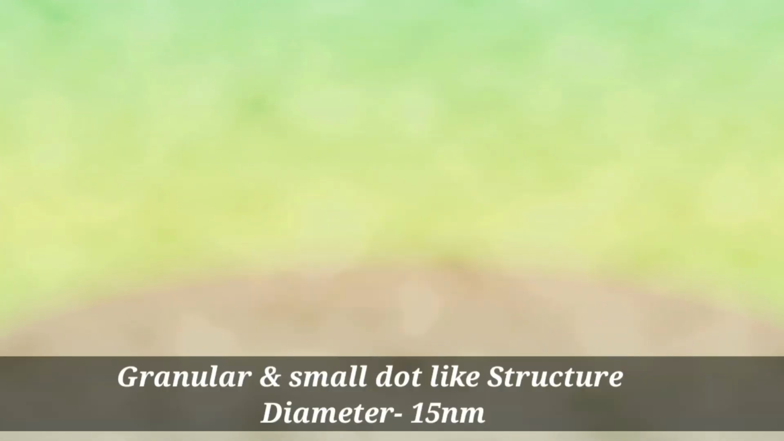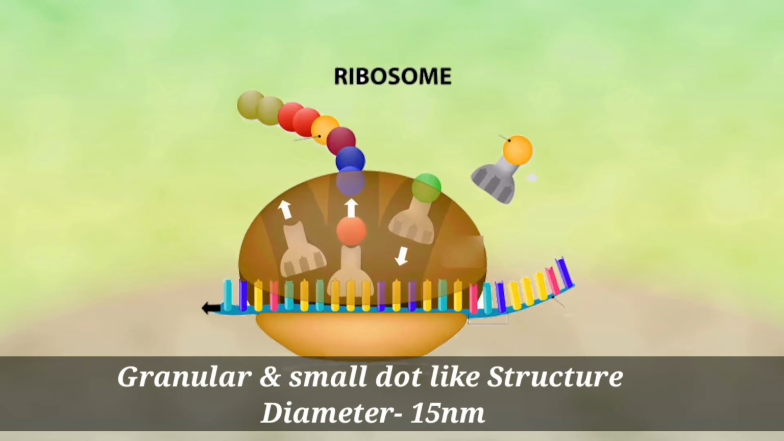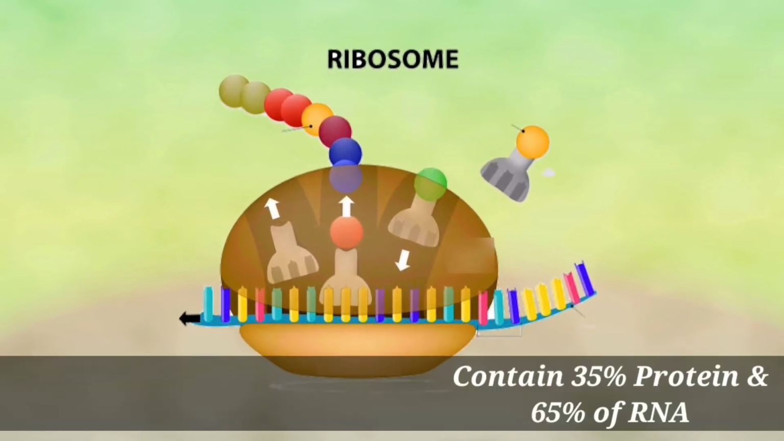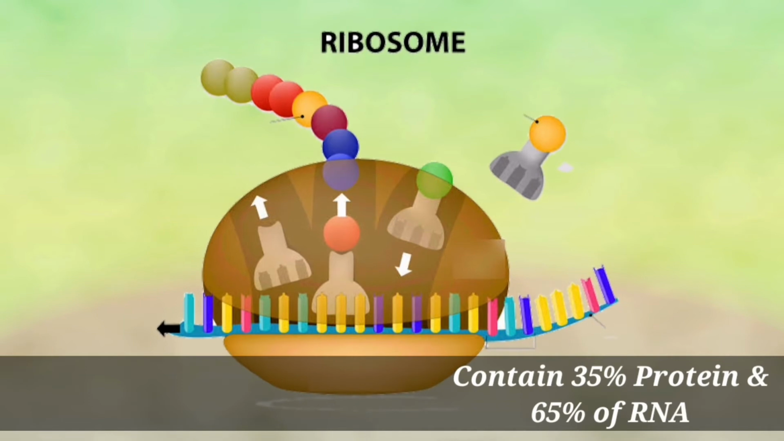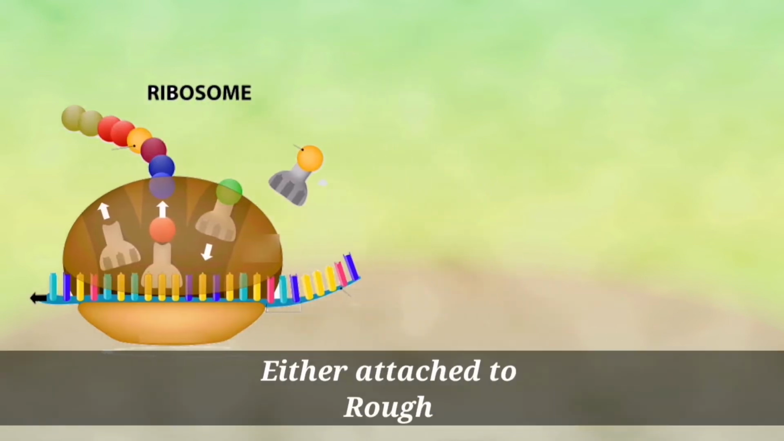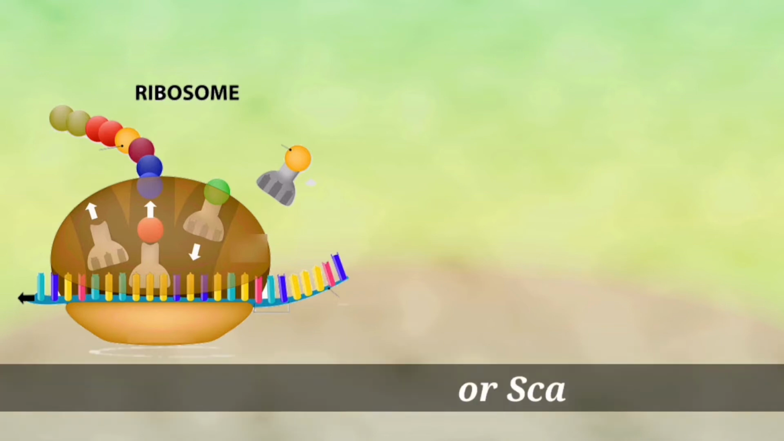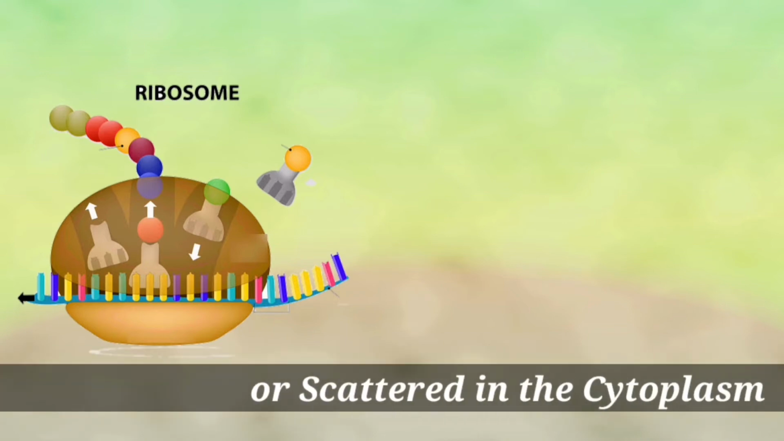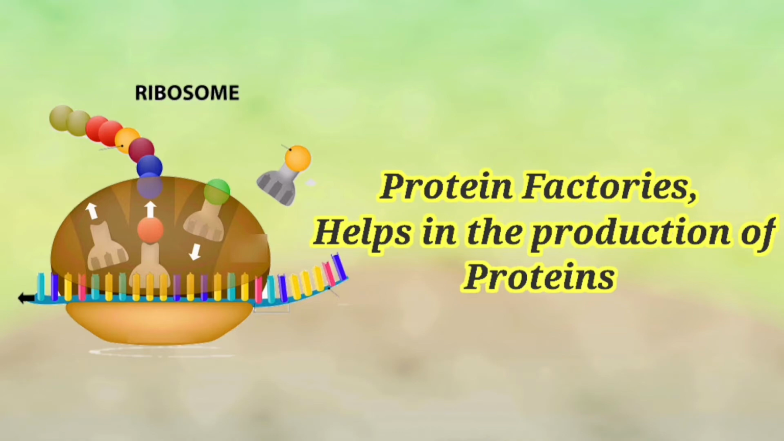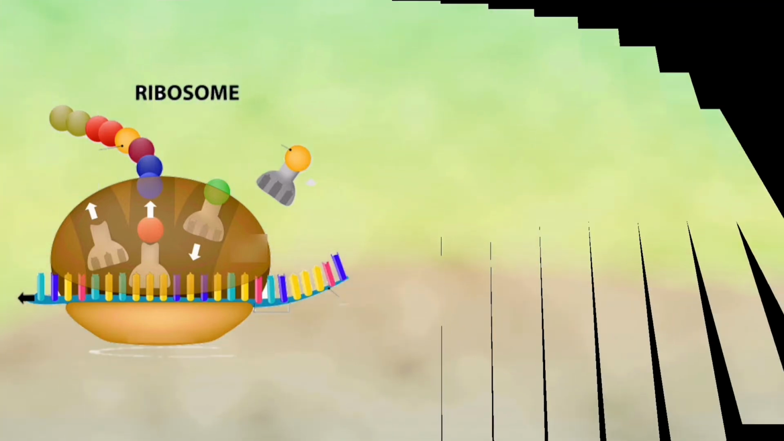Now ribosomes. They are granular and small dot-like structure. They contain 35% of protein and 65% of RNA. Ribosomes can be attached to rough endoplasmic reticulum or they are scattered in the cytoplasm. They are known as protein factories. They are helping in the production of proteins.